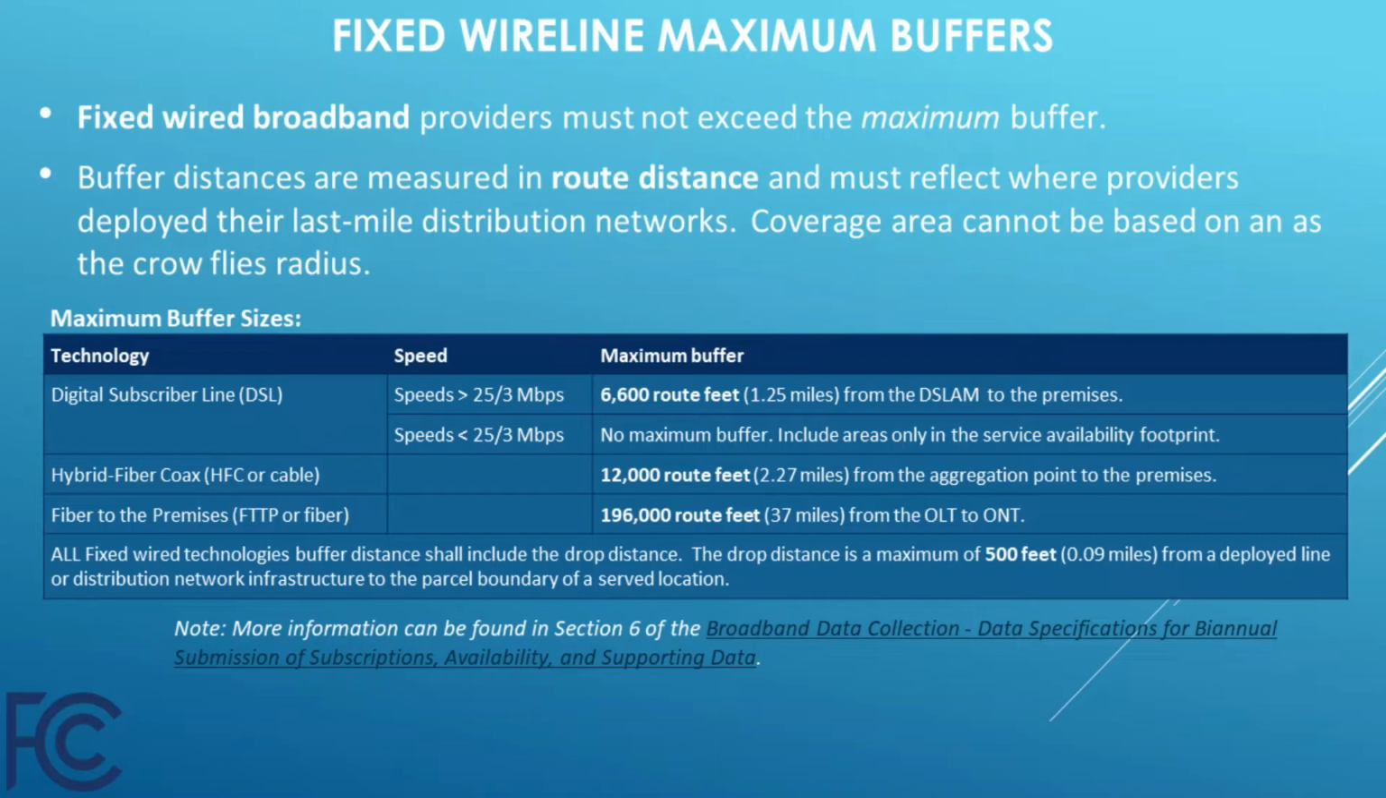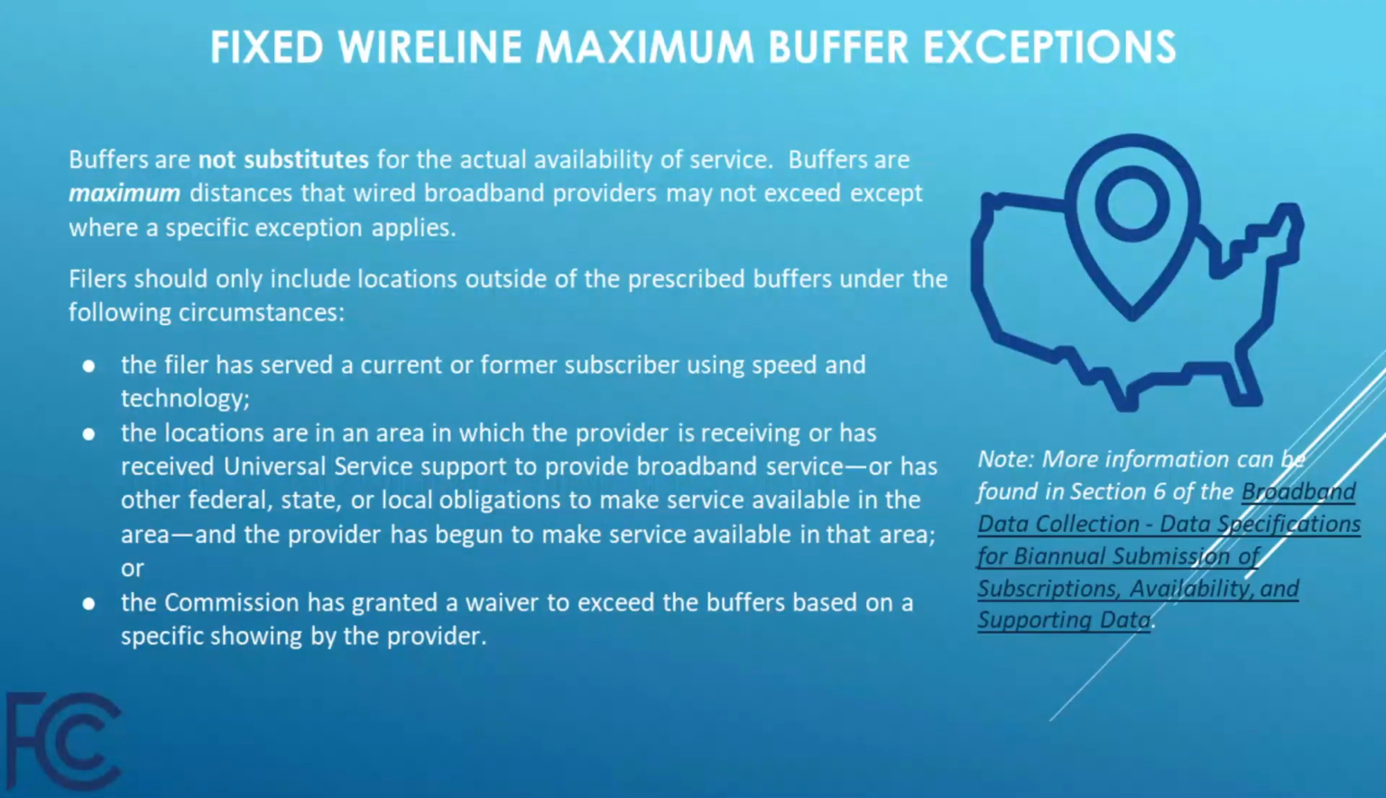For all fixed wire technologies, the buffer distance from the aggregation point shall include the drop distance. The drop distance is a maximum of 500 feet from a deployed line or distribution network infrastructure to the parcel boundary of a served location. Note that buffers are not substitutes for providers' own determination of the actual availability of its service. Instead, these buffers are maximum distances that wireline broadband service providers may not exceed in filing their availability data, except where a specific exception applies.